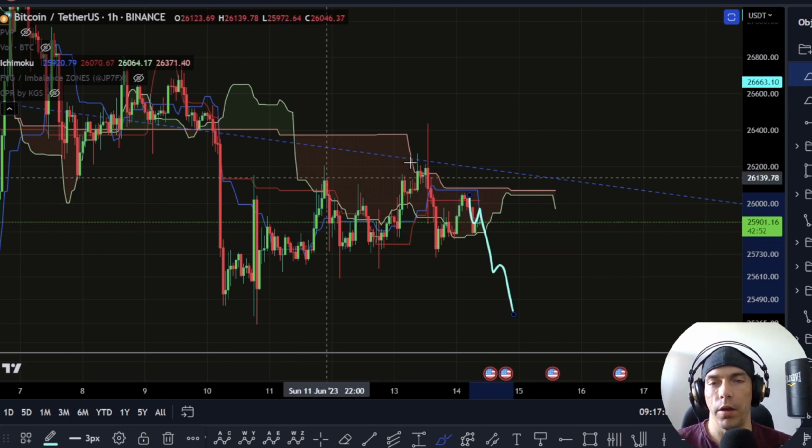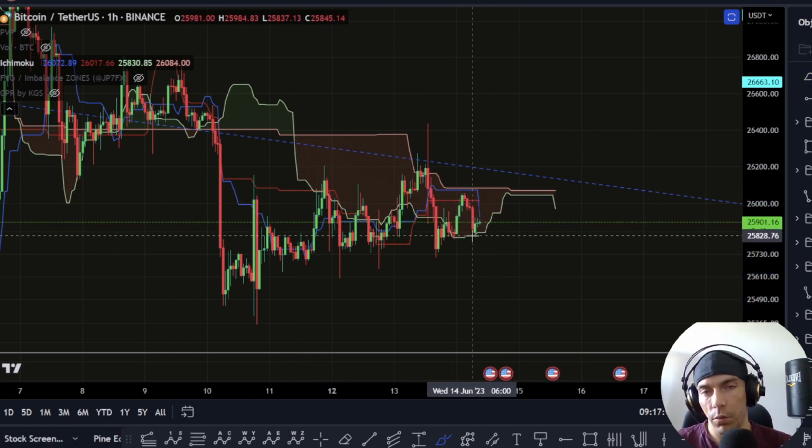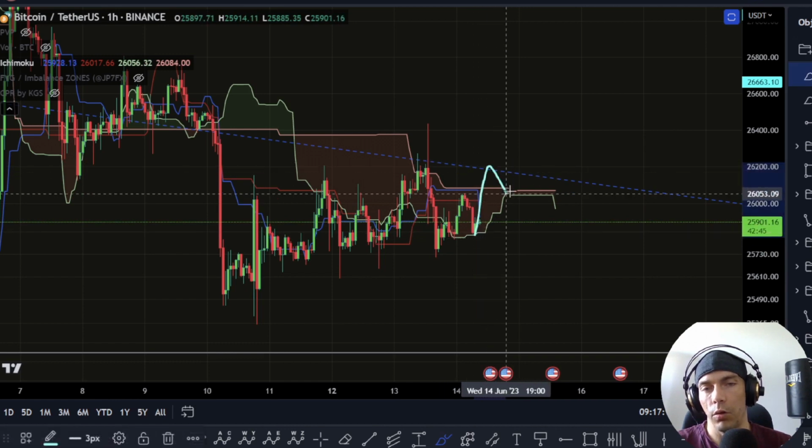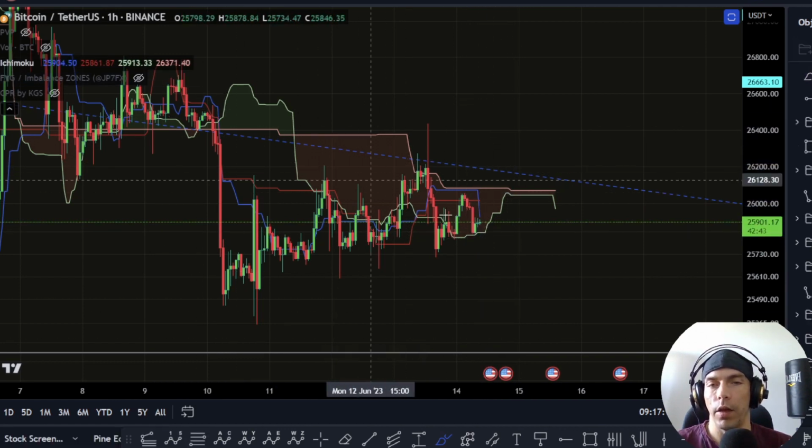So this is what I'm keeping an eye on, really short term here. So I want to see whether we can actually maintain this zone here as a support, and then looking to break to the upside, looking for that continuation.